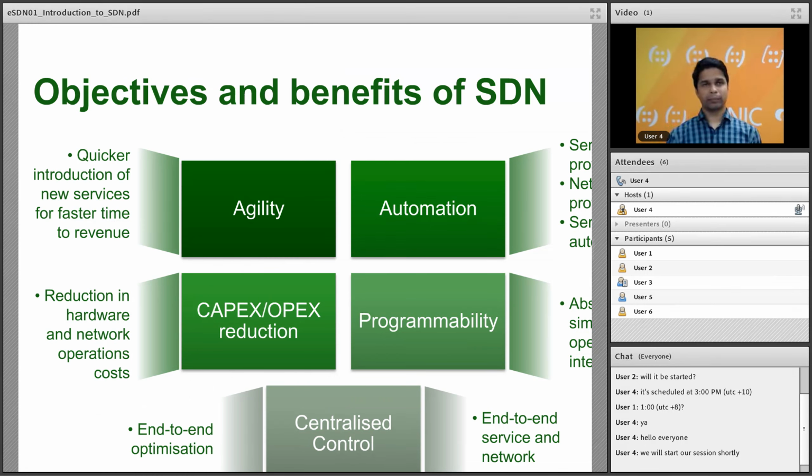So the objective and the benefit of SDN. I could say like 4 or 5 benefits, but let's go one by one. The first one is agility. The biggest bottleneck to deploy new services nowadays is service creation and delivery, and we need to integrate with our OSS and BSS, right? And by using the concept of abstraction, SDN can allow quicker introduction of new services for faster time to revenue or time to market for the vendors.